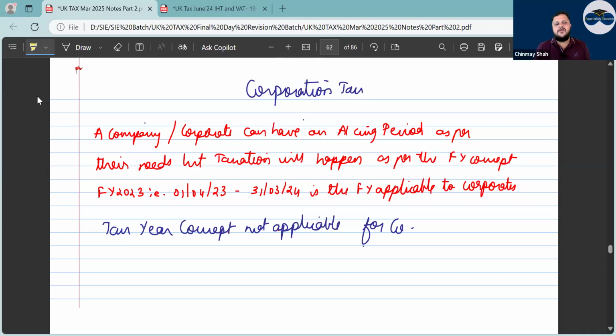A company or corporate can have an accounting period as per their needs, but taxation will happen as per the financial year concept. Let's say I have a period from 1st January 23 to 31st December 23. In this case, I will have to divide that period in two parts, because taxation of corporations happens on the financial year concept, that is 1/4/23 to 31/03/24. So the first 3 months will be different, and for the next 9 months different rates will apply.